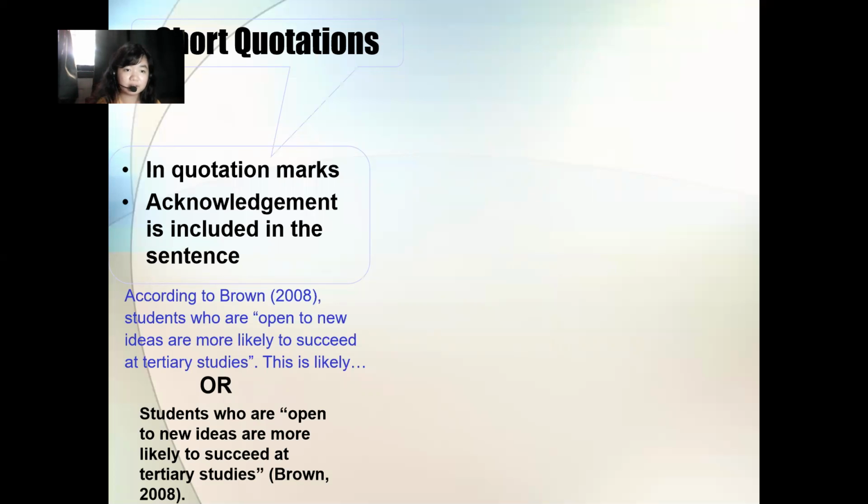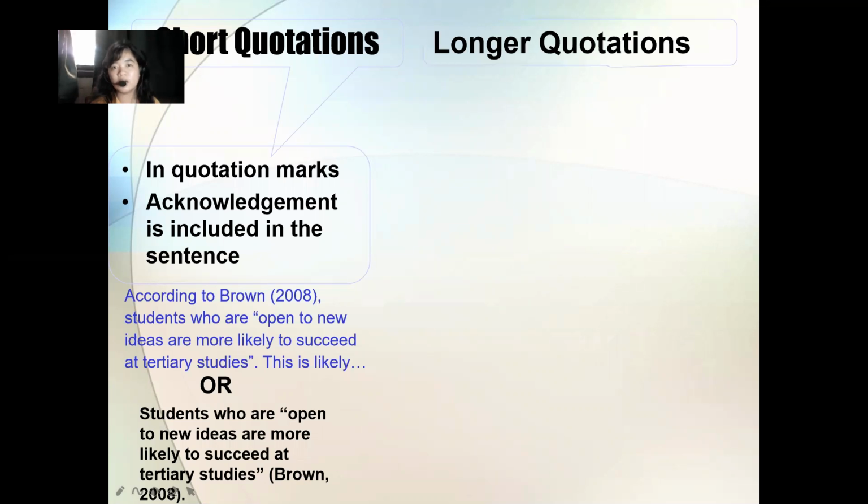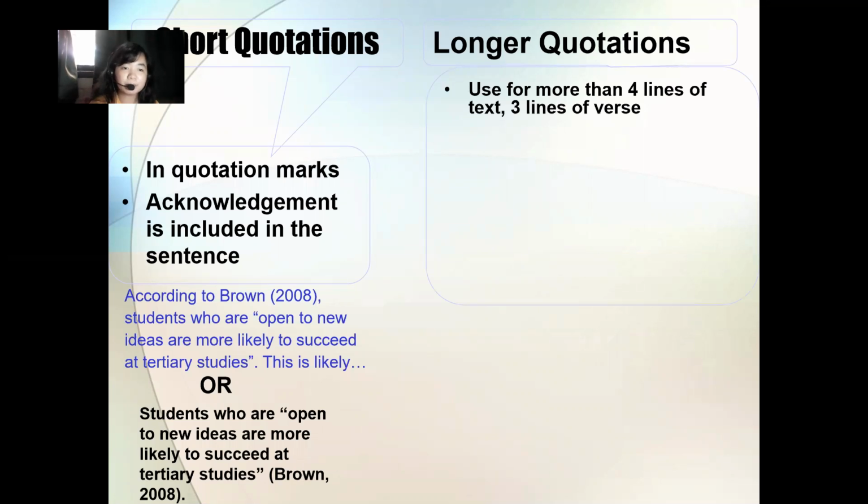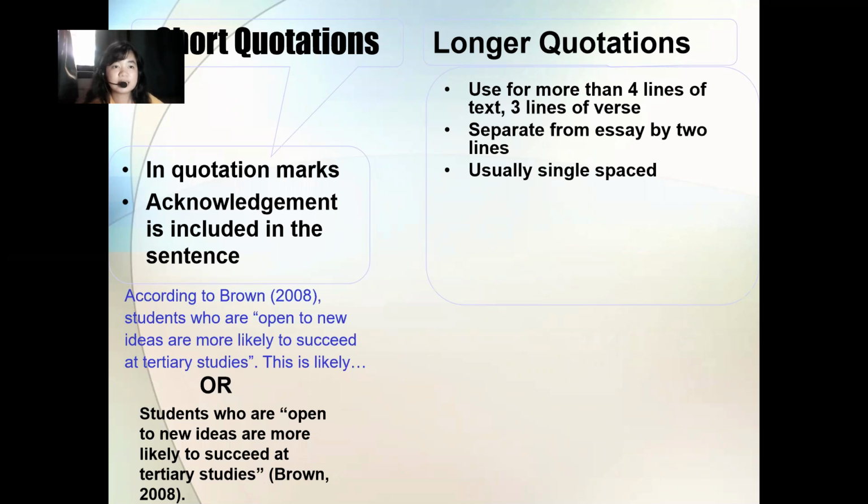Or you can put according to Brown, then put what he wrote in quotation marks, and then you no longer put the citation with the name of the author enclosed in a parenthesis. If you're going to have longer quotations, it is no longer the same as short quotations where you put quotation marks. Instead, you separate it into four or three lines in a separate paragraph. So it is separated from the essay by two lines and is usually single space.